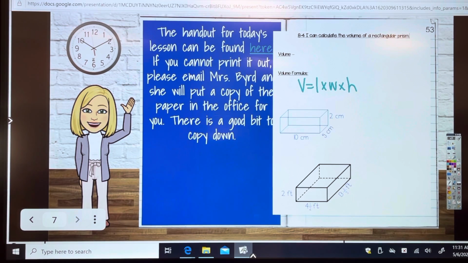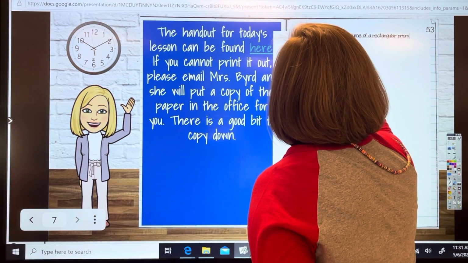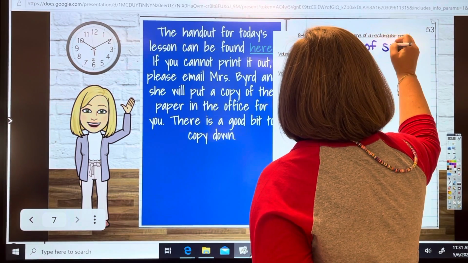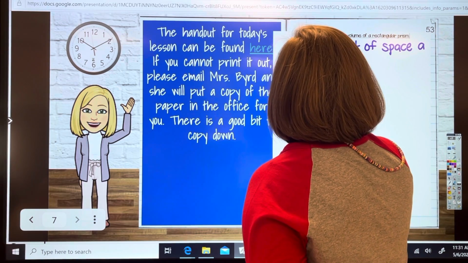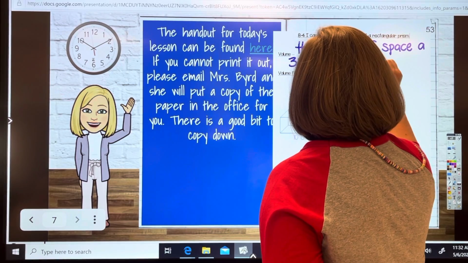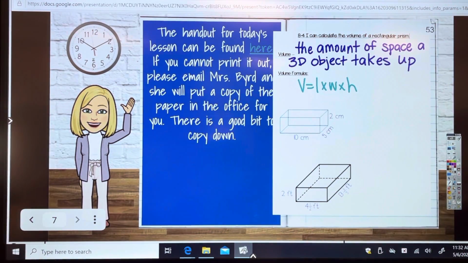Wait, who said that? The inside of something, of a three-dimensional shape. It is the amount of space a three-dimensional object takes up. It is not area. Area is of a two-dimensional, flat surface. Volume is the whole thing.